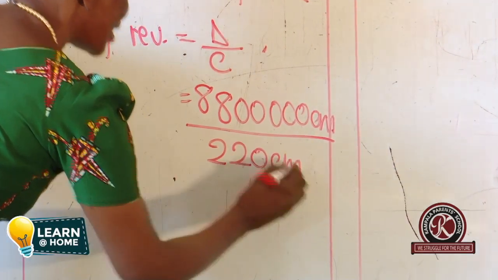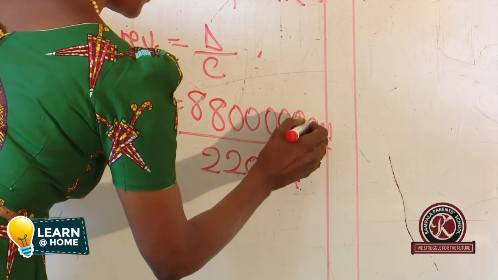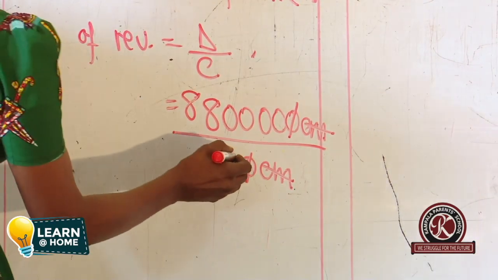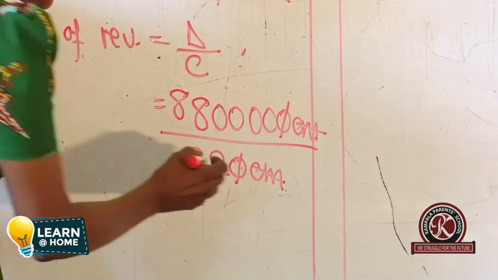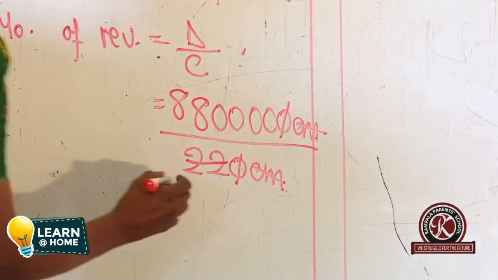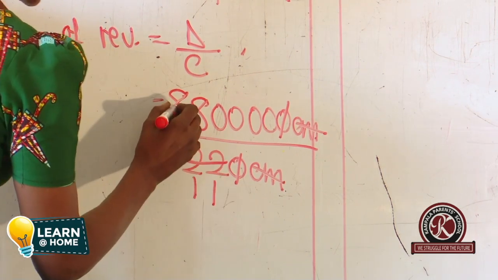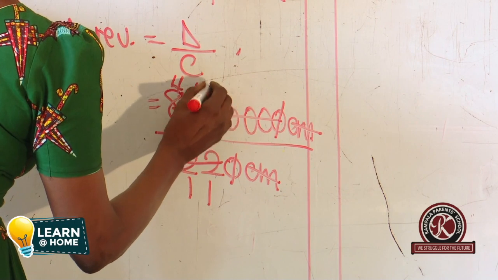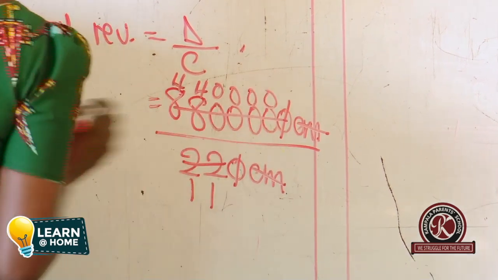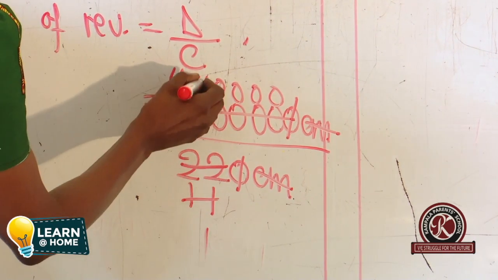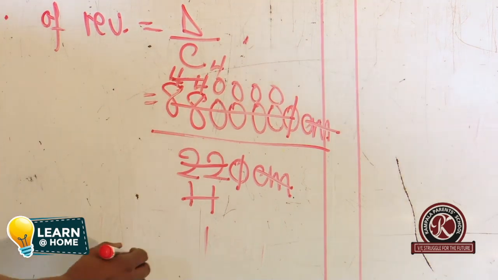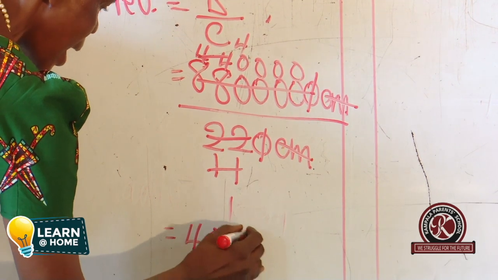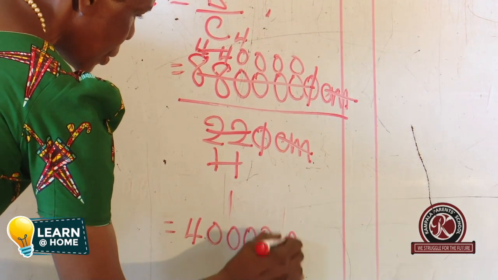220 centimeters. Let us cancel this with that. This 0 will go with this 0. So we have, how many times will, let me say by 2. What do we get? 11 by 2 here. What do we get? 4, 4, 0, 0, 0, 0. By 11 ones. 11 here, 4. So what do we have? We have 40,000 revolutions.